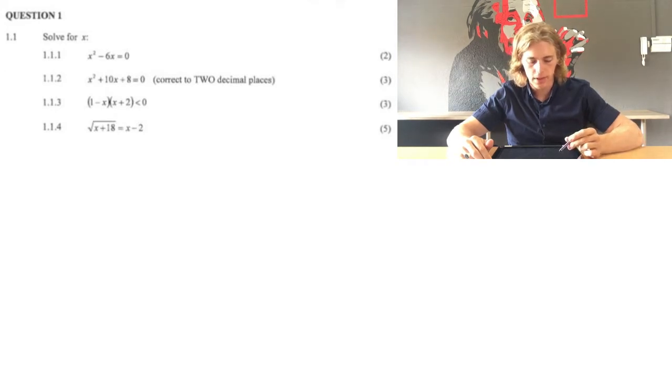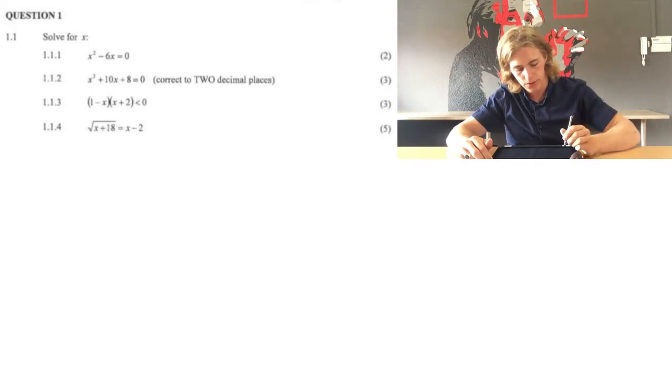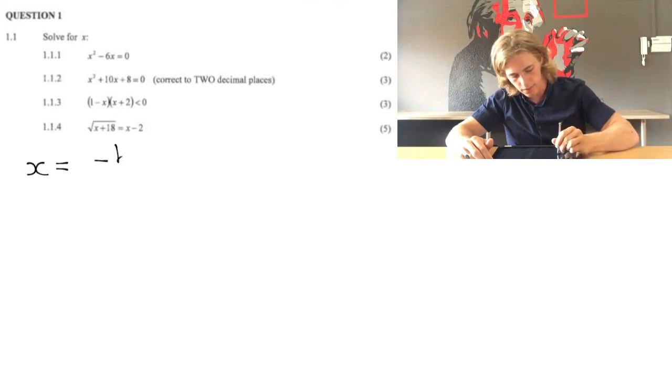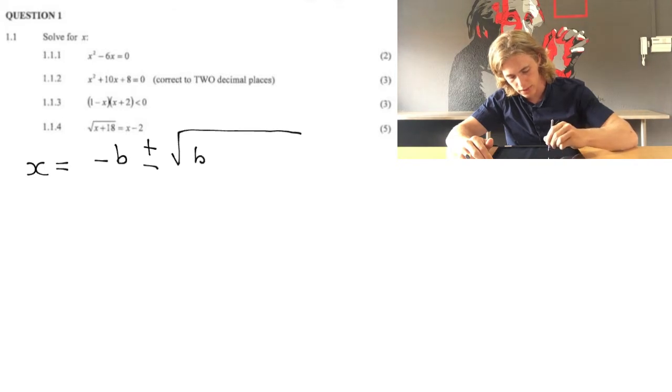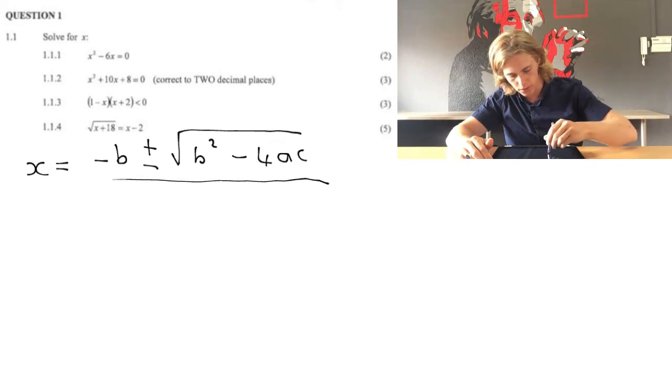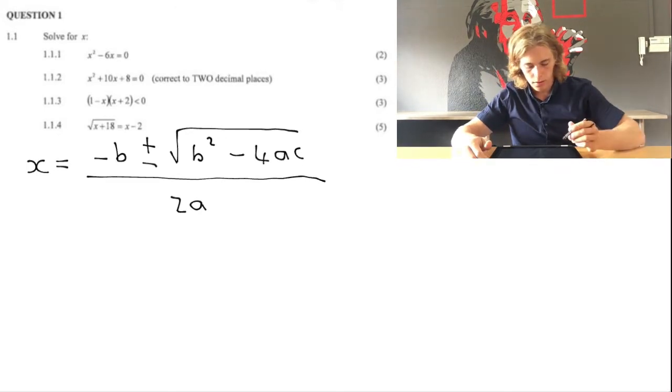Okay, question 1.1.2. We have x squared plus 10x plus 8 equals 0. It says correct to two decimal places, so we know we're going to use the quadratic formula. So let's write that out first. We have x equals negative b plus or minus the square root of b squared minus 4 times a times c, and that is all going to be over 2a.